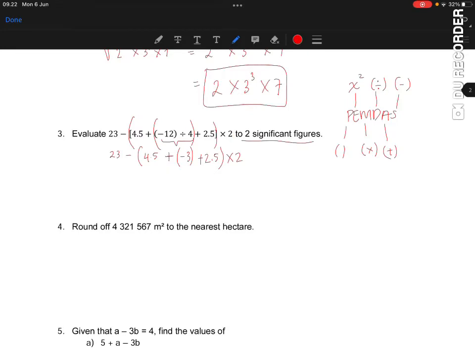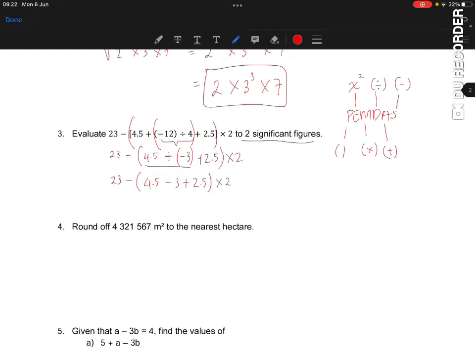So now just continue, guys. 23 minus with 4.5 plus with negative 3. It means you will have 4.5 minus 3 plus 2.5. So when you have an addition with negative number, it means it's going to be a subtraction of that number. Okay, continue with multiplication of 2.